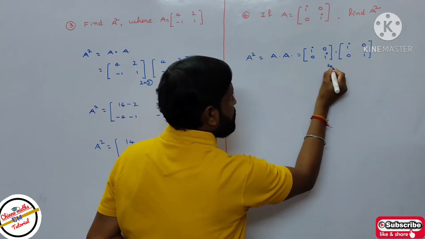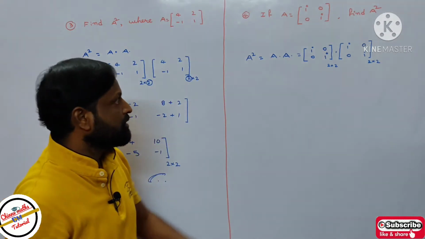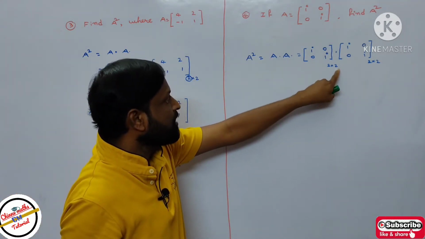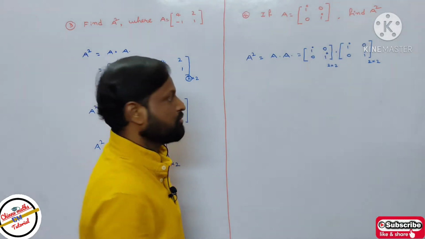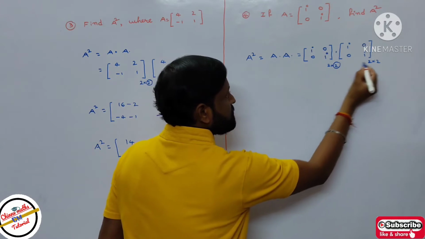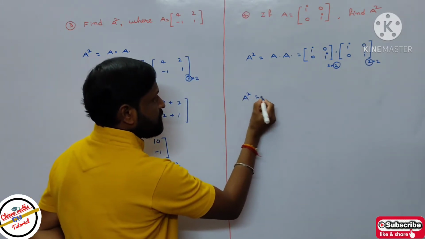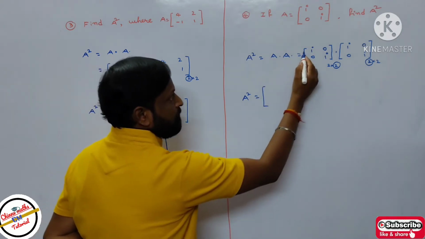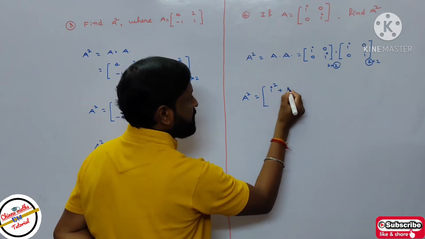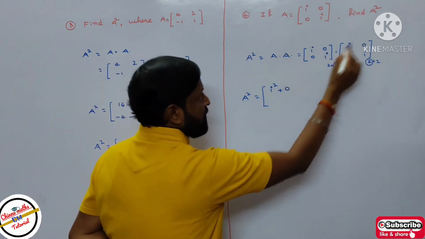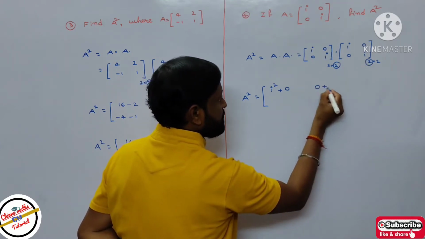Before the multiplication, first we have to verify the product rule. What is the product rule? The number of columns in the first matrix equals the number of rows in the second matrix, both are equal. So 2 and 2 are both equal. Then you can write the product. A square equal to, directly you multiply first row and first column: I into I, I square, plus 0 into 0, 0. First row and second column: 0 into I, 0, 0 into I, 0.